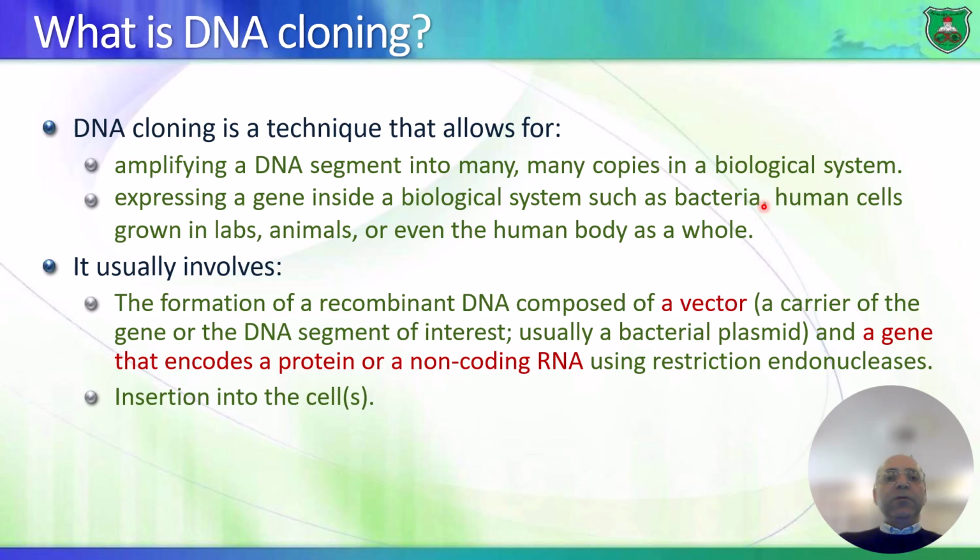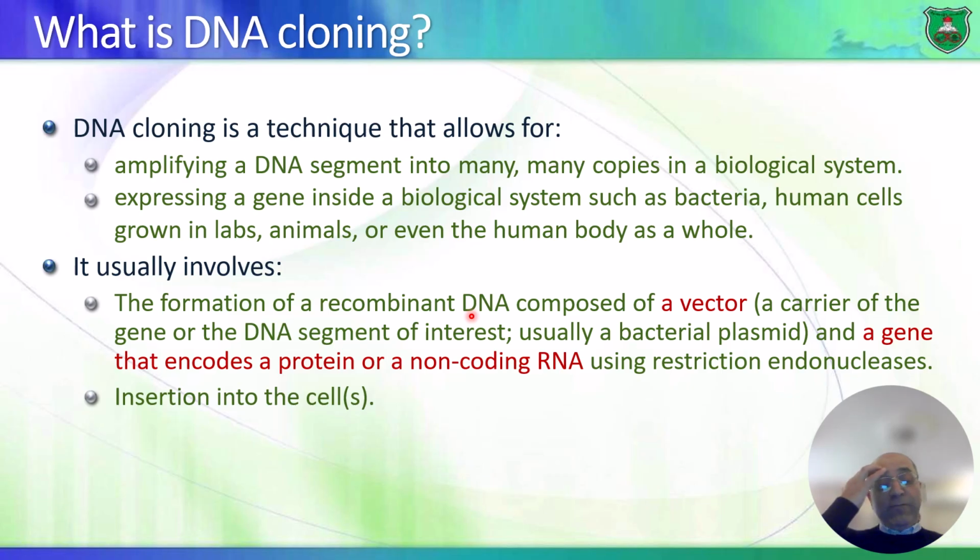And this is done by creating a recombinant DNA, which is basically a DNA that is made of different pieces of DNA from different sources. So we say human DNA, and we combine it with bacterial DNA. So that's a recombinant DNA. Basically, we have a piece of DNA that contains another piece of DNA from a different source.